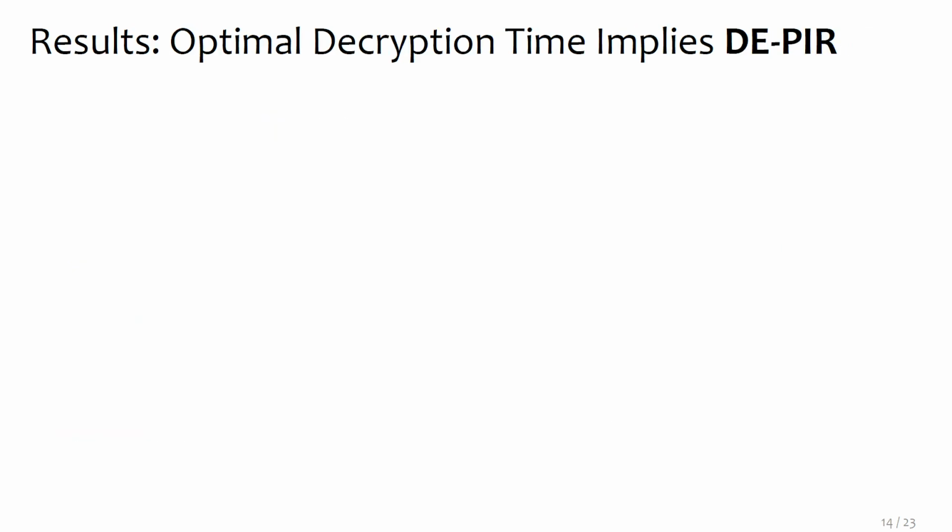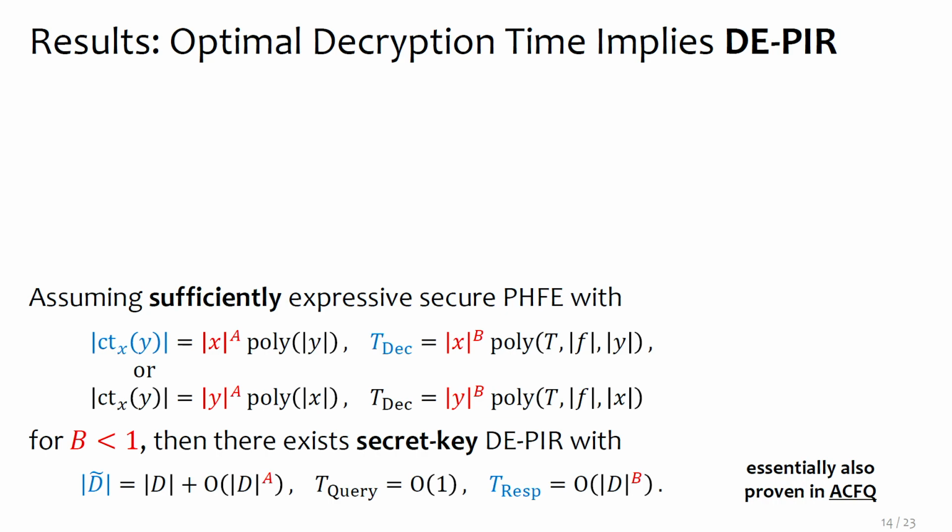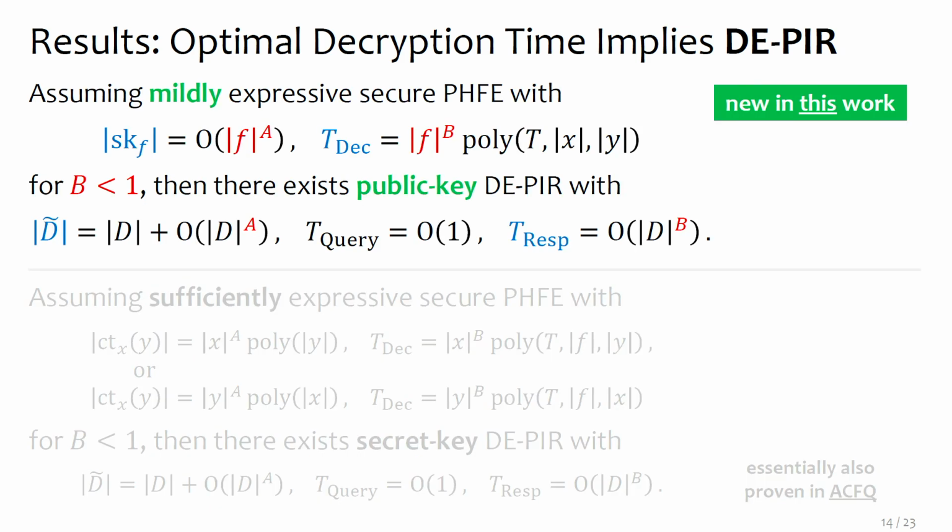So our second set of negative results or connections is that optimal decryption time implies doubly efficient private information retrieval. Suppose you have a ciphertext that's x to the a in the public input, and decryption time is sublinear in x, or you can exchange x for y. Then you can obtain secret key DEPIR whose efficiency will depend on the exponents a and b. The same result is essentially also proven in ACFQ. And the new result in this work is that if you have schemes that have f to the a dependency in the secret key and sublinear dependency in the decryption time, then you can obtain a public key DEPIR.